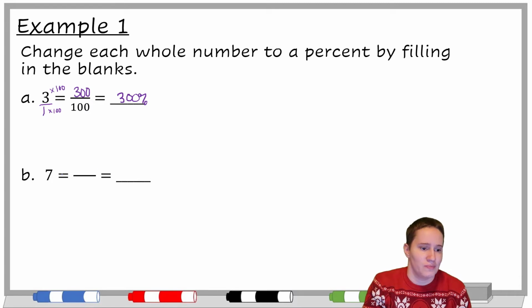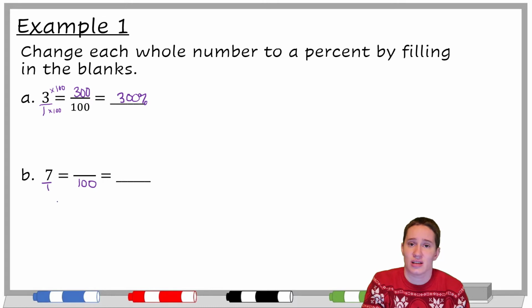So let's look at 7. We're still talking about out of 100 because we're trying to write it as a percent, but now we had to fill it in. And then we want to think, okay, how do I change 7, which is really 7 over 1, into something over 100? Well, I would do 700 over 100, right? Because that simplifies to be 7. And so that means that this is 700%. Okay?